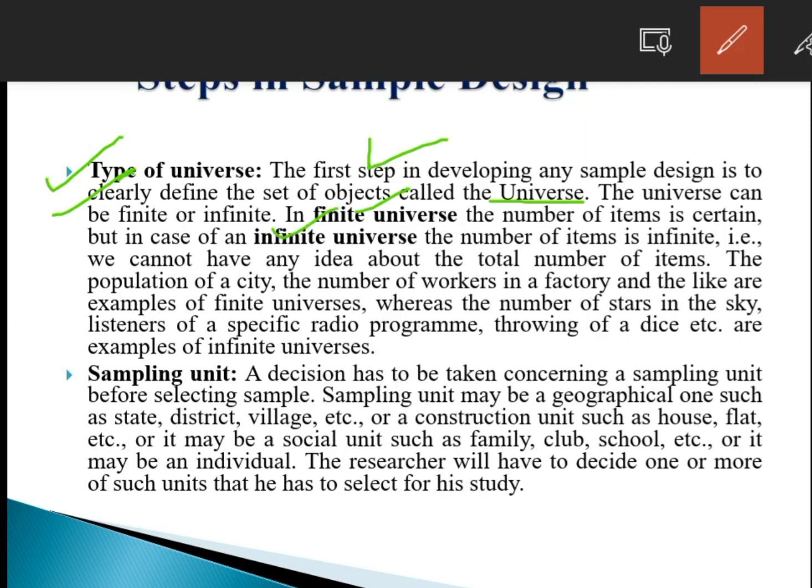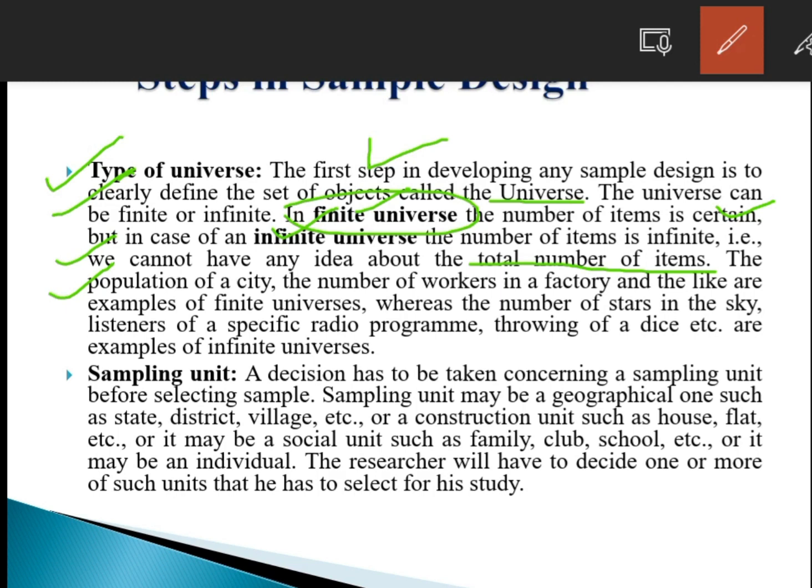Finite universe is when the number of items is certain, like we know how many respondents there are in that case. Infinite is when we can't have any idea about the total number of items. We don't decide how many items there are in that universe and how we collect the data. The population of a city, the number of workers in a factory, how many students are there in a college, these are finite universes. Like we know how many respondents there are. From that respondent list we have to choose the sample.